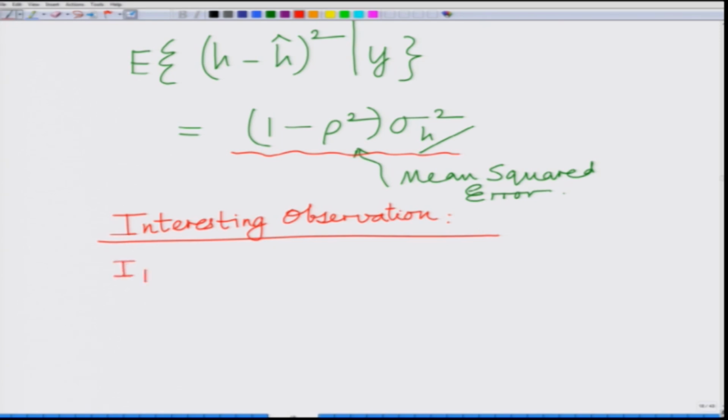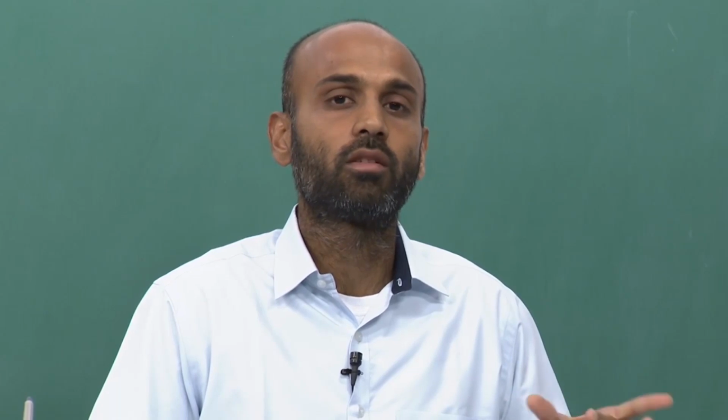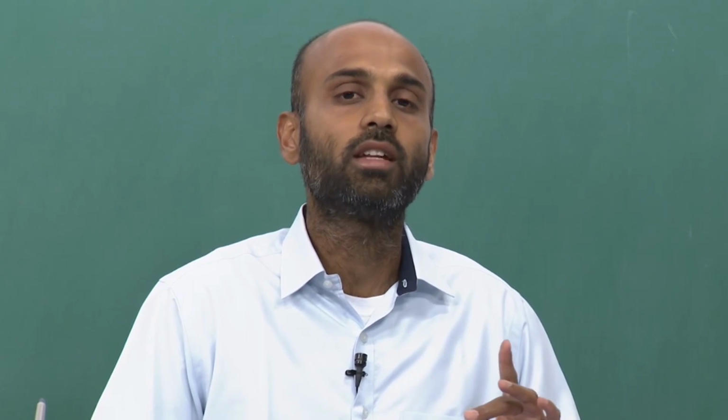Consider the simple case, if rho equals 1. Remember the correlation coefficient rho we said can lie between minus 1 and 1. Now, a correlation coefficient of 1 basically means Y and H, that is the observation Y and the parameter H, are statistically identical because the correlation is perfect, that is the maximum value of 1. On the other hand, if rho is minus 1, they are also statistically identical in a different way, that is H is basically minus Y and Y is minus H.